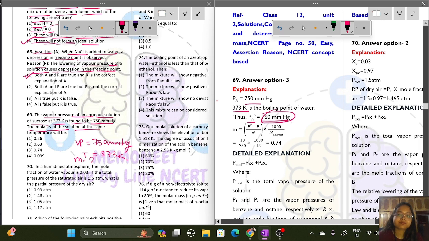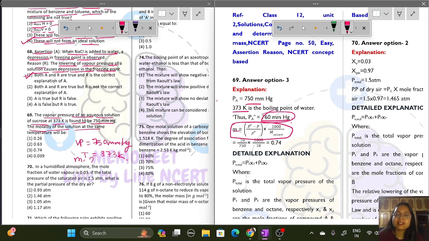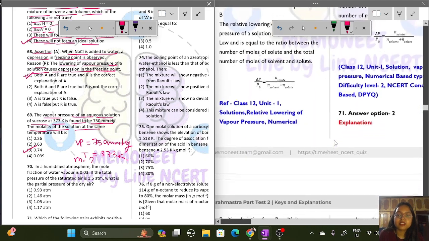We know that. Now the formula we can use to calculate m is: m equals P naught minus P divided by P naught into 1000 by M of solvent. So P naught we know is 760. On solving this, we will get 10 by 750 into 1000 by 18, which is 0.74. Option number 3 is the correct option. You can look into the detailed solution also.